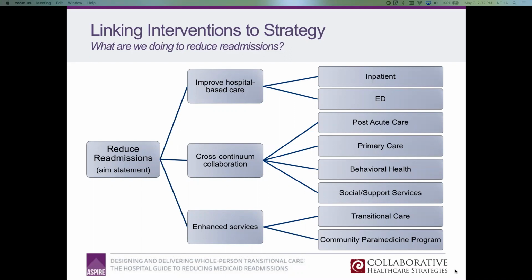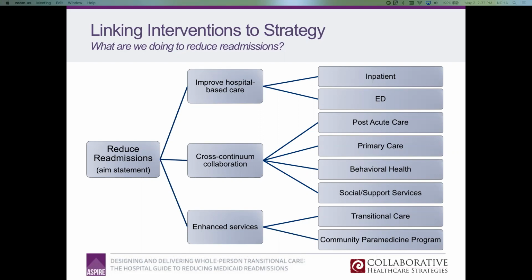You'll notice the 3 major categories that I have here in the middle: improve hospital-based care, cross-continuum collaboration, and enhanced services. That's the IRE part of the Aspire model. Those are the 3 elements of a robust, multifaceted portfolio of strategies that I always look for when I'm meeting a new readmission team. And then you can see the activities on the right-hand side, which is what are you doing upstairs on the med-surg units? And importantly, and we'll get to this in future webinars, what are you doing in the emergency room when they come back? I didn't want you to miss that.